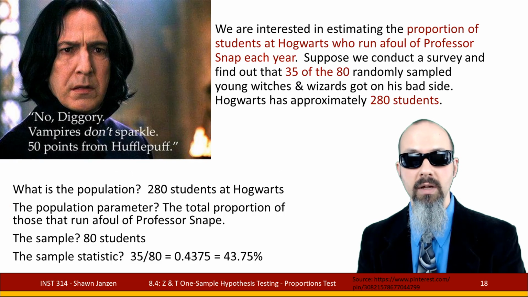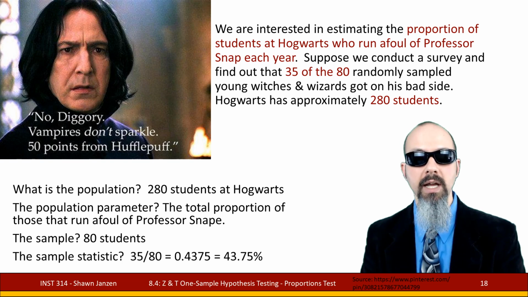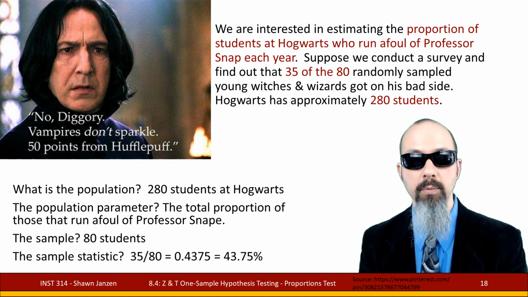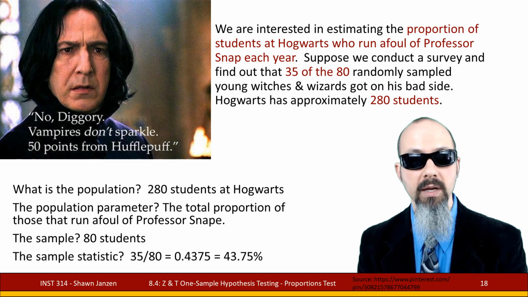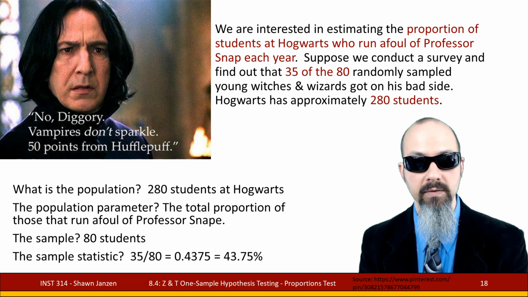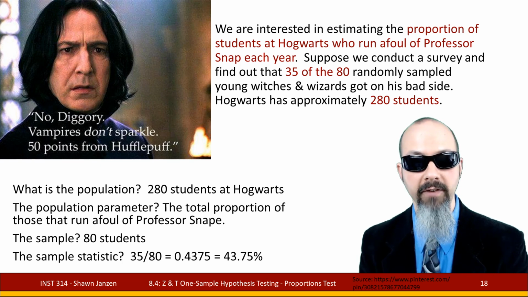Okay, now, the population are the 280 students at Hogwarts. The population parameter is the total proportion of those who run afoul of Professor Snape. The sample is the 80 students that we've surveyed, and the sample statistic is the 35 over 80 that run afoul, which is going to give us a proportion of 0.4375, or approximately 43.75%.